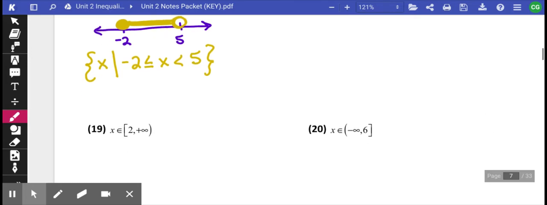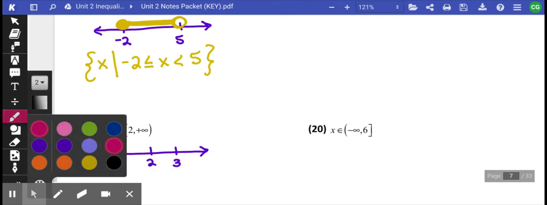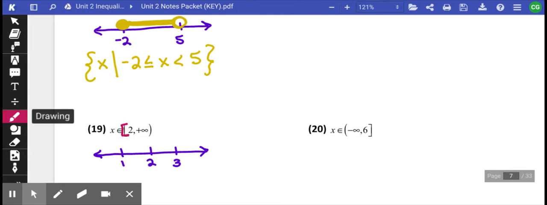So let's try 19. In 19, again, let's draw our number line. We have 2 to positive infinity. So let's just give it a couple numbers, 1, 2, 3. And since this is a closed bracket, that means we have a closed circle being our low, and we're going all the way to positive infinity.